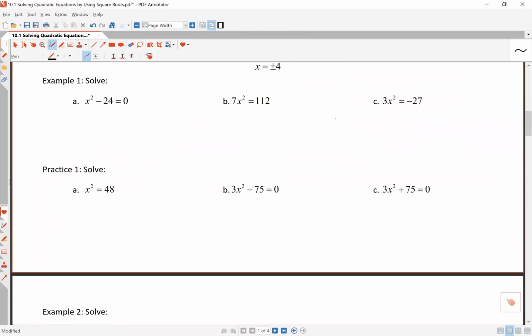So if we can write our equations in the form x squared equals a number, in this case add 24 to both sides, then we take the square root of both sides, remembering to use a plus or a minus. That says that x is equal to plus or minus the square root of 24. 24 is 4 times 6, so the square root of 4 is 2, leaving a 6 underneath.